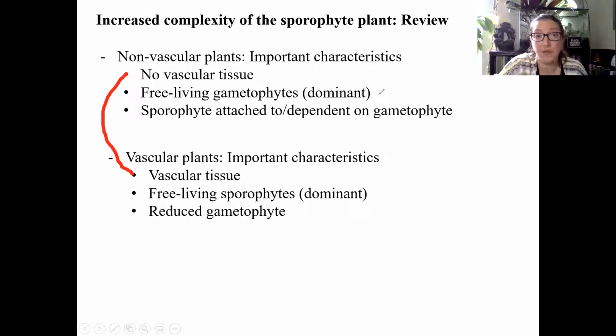Non-vascular plant has free-living gametophytes that are dominant. Vascular plant has free-living sporophytes that are dominant. And non-vascular plants have a sporophyte attached to and dependent on the gametophyte. In other words, a reduced sporophyte plant. Vascular plants have a reduced gametophyte plant. So they're kind of opposites.